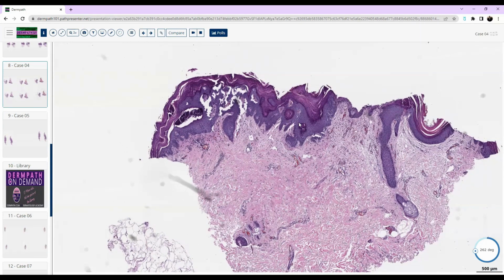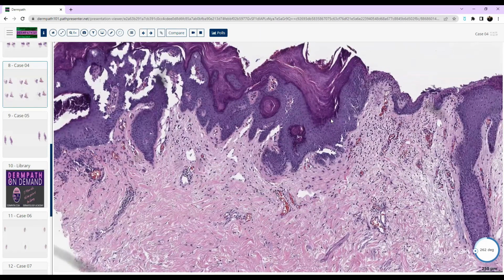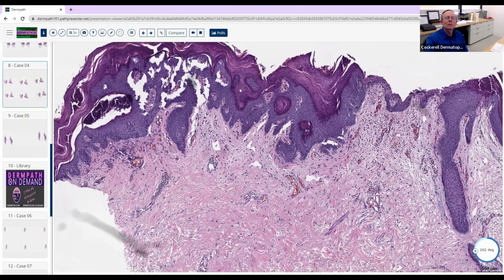No, there's some areas of acantholysis. Or, like, acanthosis? Acanthosis, yeah. I think there's some artifact here, but I agree. Definitely it's got some acanthosis, kind of irregular acanthosis. I totally agree with that.